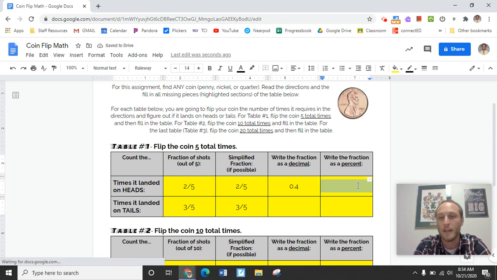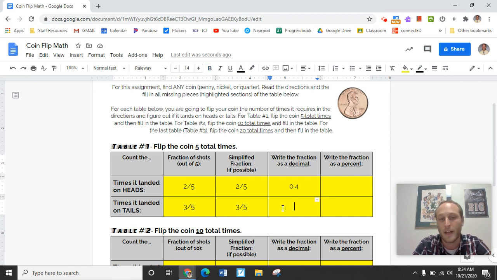Okay? Then it wants us to write it as a percentage, but we're going to get to that in just a second. The next one says to write it for tails. So tails was 3 out of 5. If I were to do the same thing that I did for 2/5, 3/5 equals what over 10? 5 times 2 is 10. 3 times 2 is 6. So I know that 3/5 is equal to 6/10, right? So 6/10 would be written as 0.6, just like that, as a decimal.